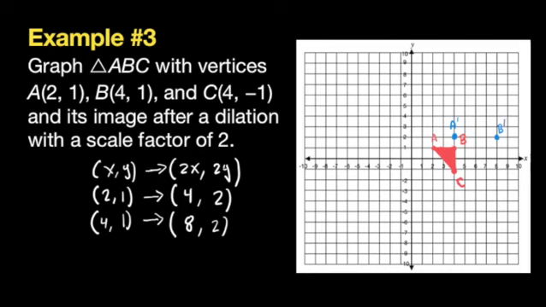And now we have to do our last point. That's going to be 4, negative 1. Once again, we're going to multiply by 2. And that's going to give us 8, negative 2. So we go to 8, negative 2. And that's going to be our new point.